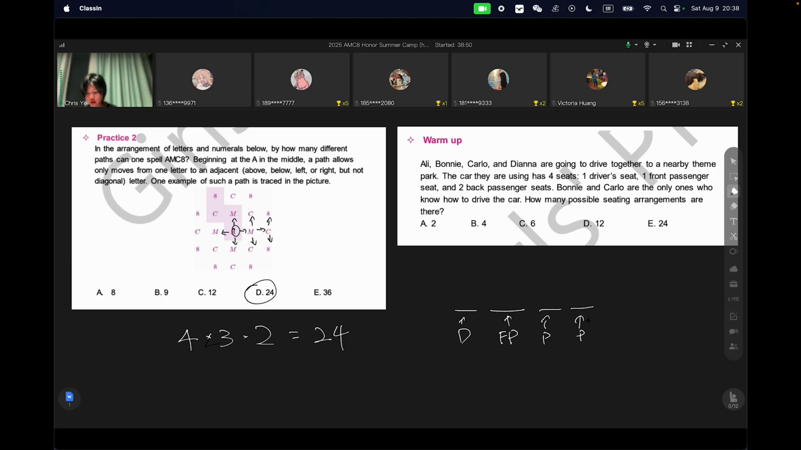So therefore, there are 2 people who can sit in the driver's seat, and the 3 remaining people can sit in the front passenger seat, and there are going to be 2 remaining people that can sit in one of the passenger seats and only 1 that can sit in the last one. So therefore, the answer is going to be 2 times 3 times 2 times 1 equals 12. And our answer for the warm-up will be 12.